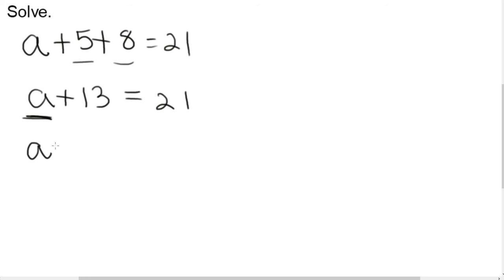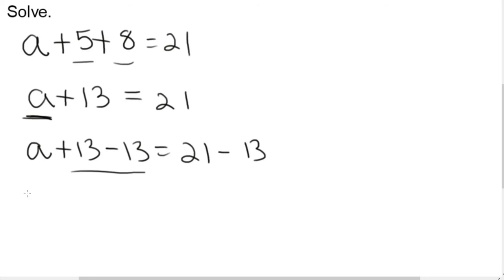So that's what we want to do. We take a plus 13 minus 13 equals 21. Minus 13 goes away here. All we're left with is a. That equals 21 minus 13. I know that to be 8. If I back check it, 8 plus 8, 16, plus 5, 21. That does check out.